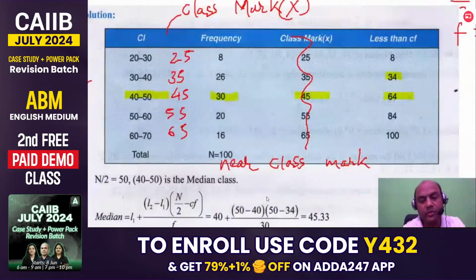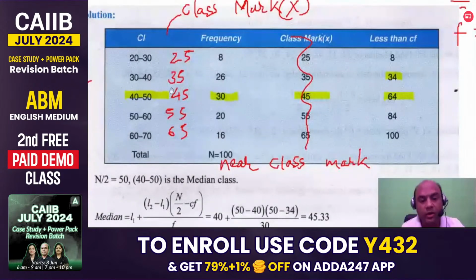Always remember, in the exam, if you don't have time, I'm giving you a trick now. If you don't have time to do all this numerical, always remember, your median will be near the class mark. So what is the class mark of this? See this, 40 to 50 is the class. What is the class mark?